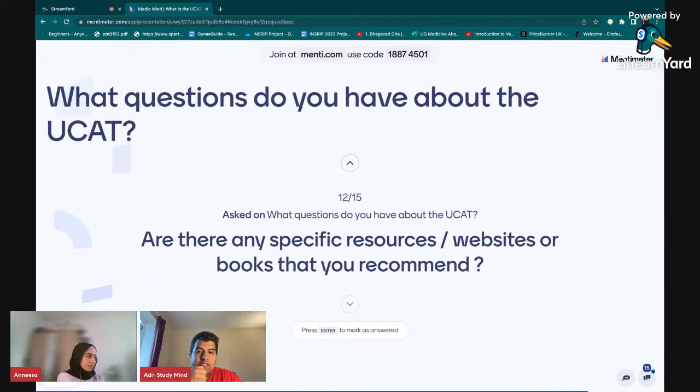Good. Any specific resources, websites, or books that you recommend? So yeah, there's Pearson question books on UCAT, Kaplan question books on UCAT. Those are physical books. Not too many people use them, but they're still out there if you want to. They'll just have good explanations. Medify is the big one.